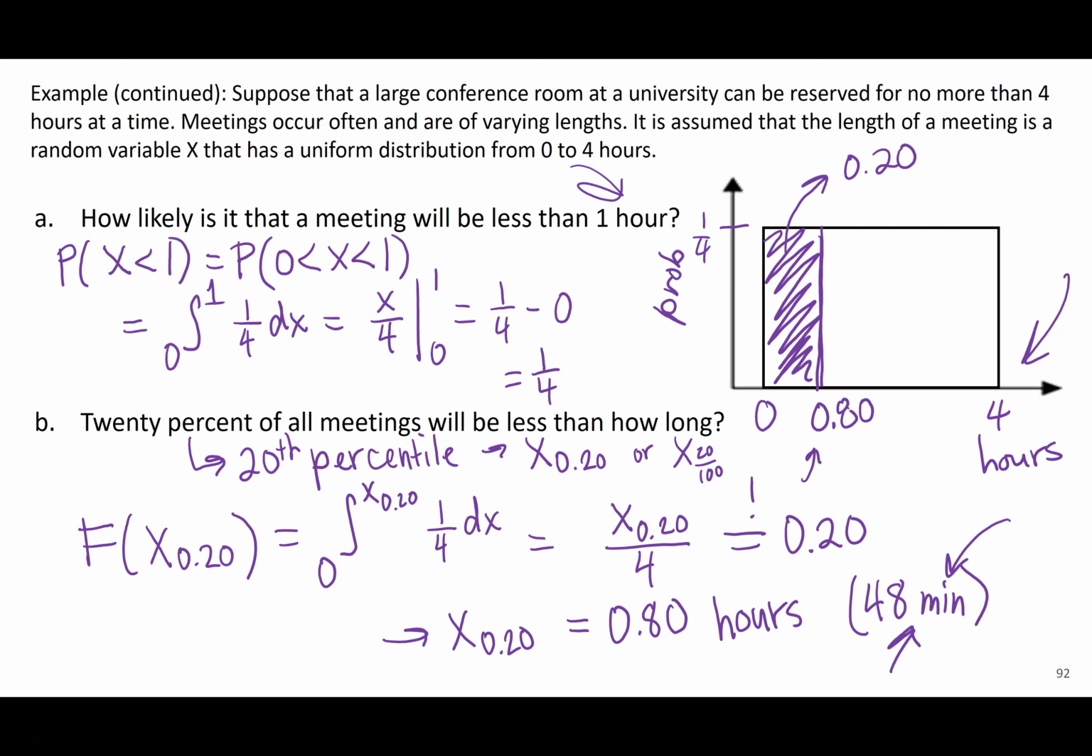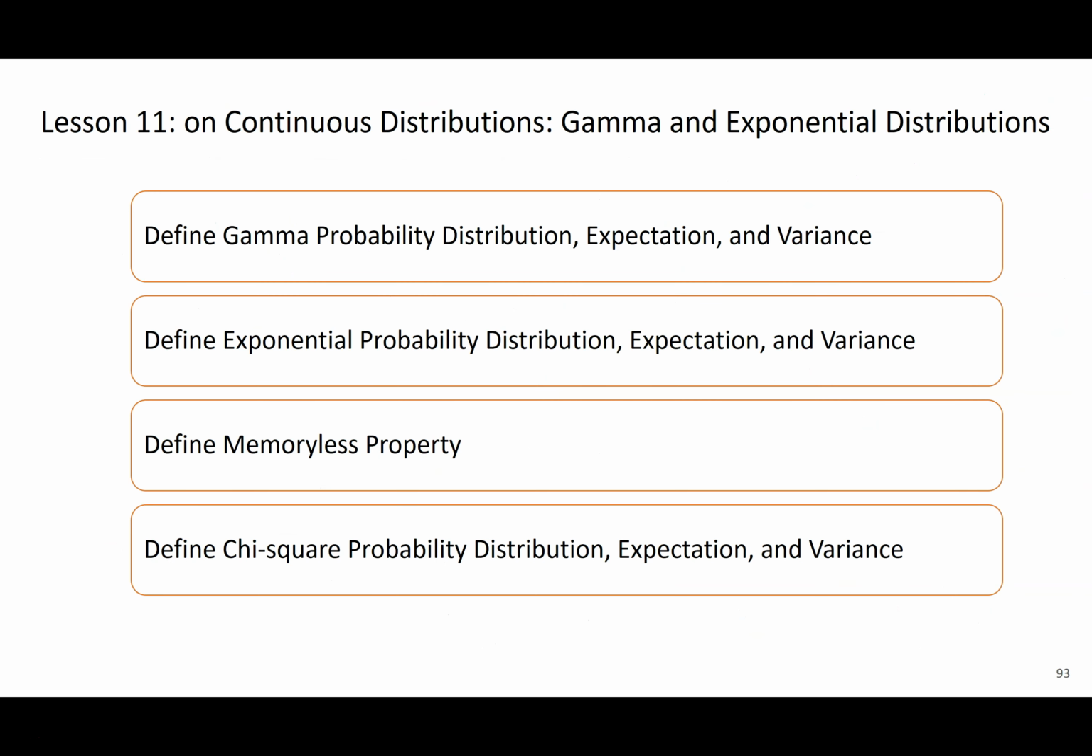And that should be our bit on uniform distributions. So coming up next is going to be gamma and exponential. We're also going to mention the chi-square distribution. And yeah, we'll see you there.